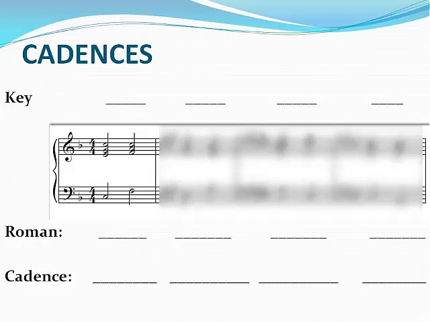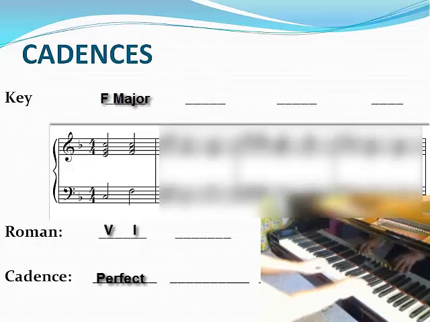In our first example, the key is F major. The Roman numerals are 5-to-1. This is a perfect cadence. Did you get it? Remember that the C major chord is found on the 5th degree of the F major scale. We also know that this is a major key because the relative minor would have a C sharp. Also, the F chord kind of gives this away. Because this is a 5-to-1 cadence, we know that it's a perfect cadence. Here's what it sounds like.